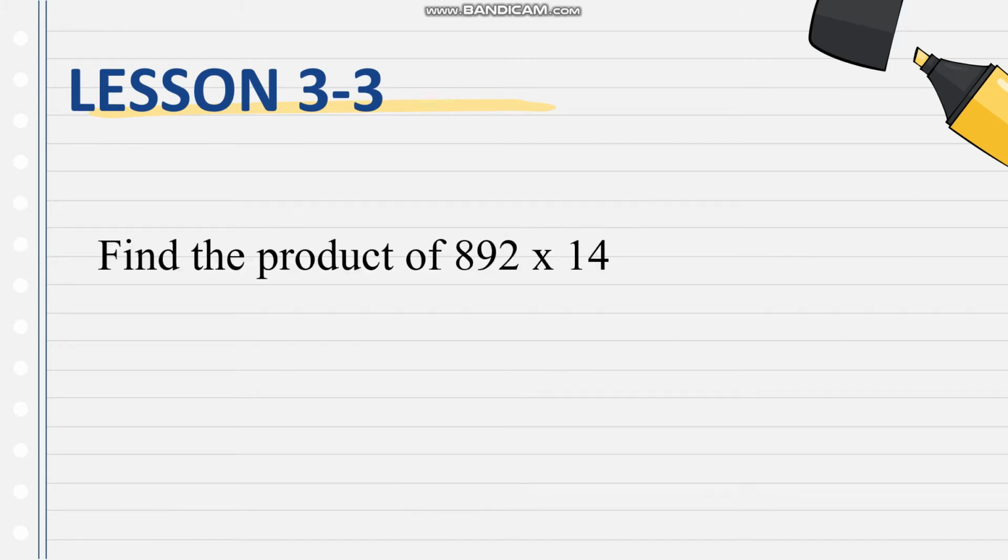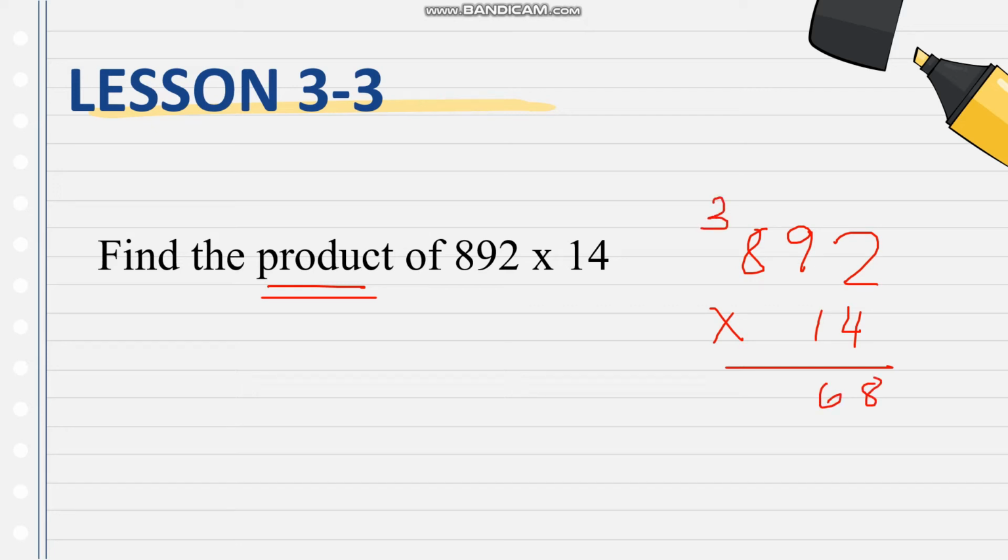Next, find the product. So it's not an estimated answer. We need to find the exact answer. So 892 multiplied by 14. So 4 multiplied by 2 is 8. 4 multiplied by 9 is 36, regroup 3. 4 multiplied by 8 is 32 plus 3, that is 35. Then before multiplying the second digit, be sure that you put 0 here. Because once you multiply 1 to 2, the first answer must be in the tens place because you are multiplying the tens place.